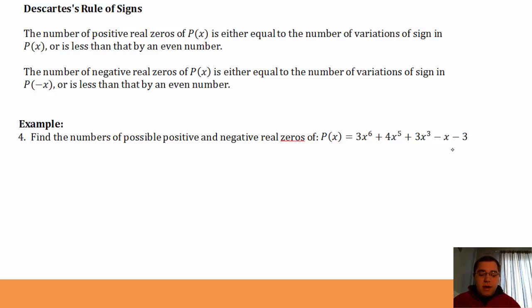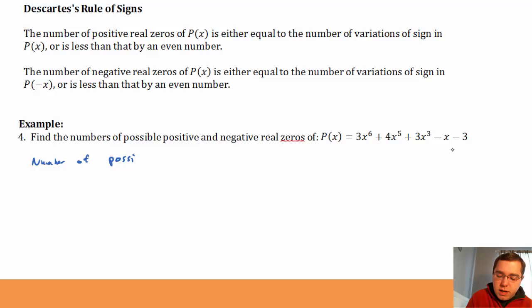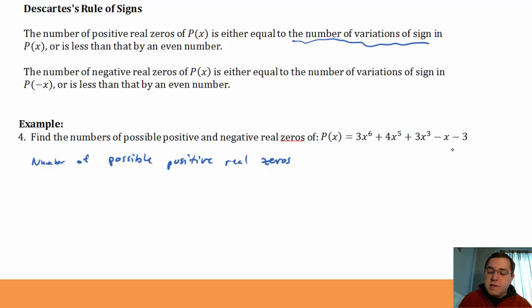So let's find the numbers of possible positive and negative real zeros. So p of x equals 3x to the 6th plus 4x to the 5th plus 3x cubed minus x minus 3. So the number of possible positive real zeros is either the number of variations of sign in p of x or less than that by an even number.